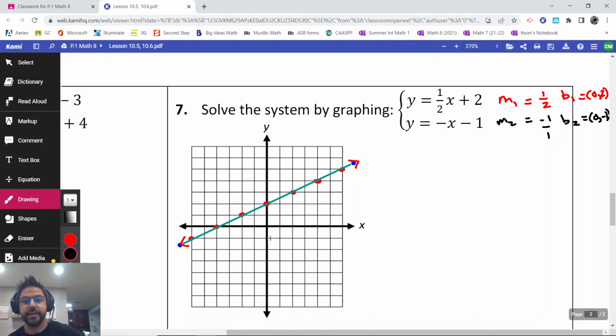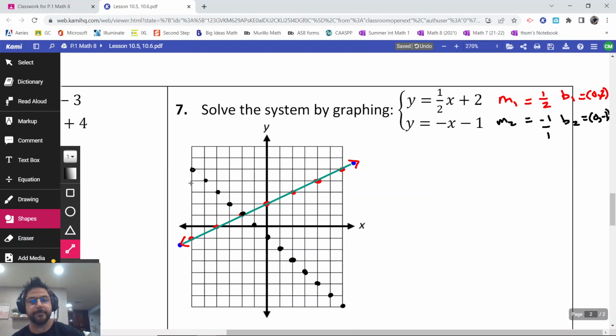0, -1 is right there. Okay. Down 1, right 1. Down 1, right. Let me see, did I do it correctly? 0, -1, down 1, right. Okay, backwards. Oh, yeah, right there. Some of you might stop. Others might just keep going. Found my point of intersection.